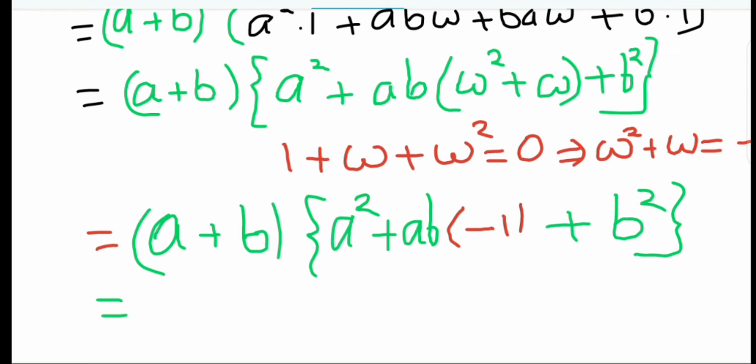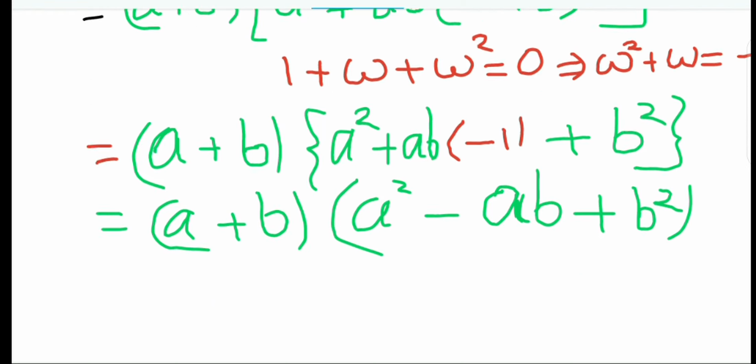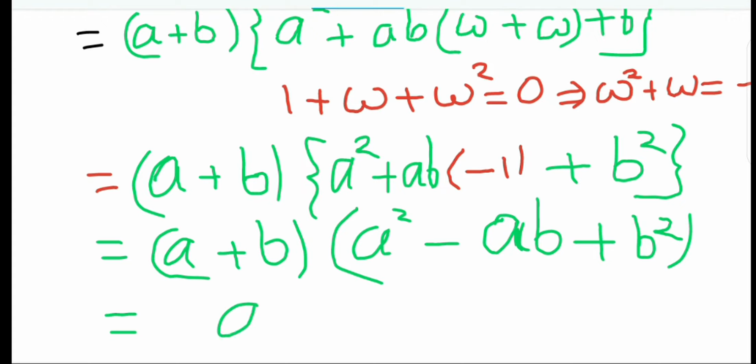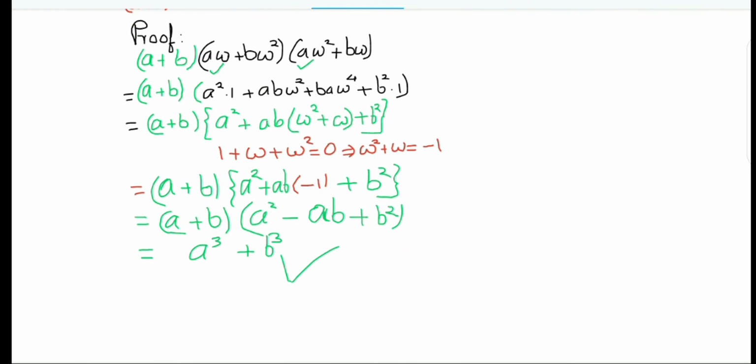So we have this equal to a plus b whole thing into a square minus ab plus b square. Now we have a standard formula. This is equal to a cube plus b cube. A cube plus b cube equal to a plus b whole thing into a square minus ab plus b square. So we have obtained the right hand side from left hand side, and we have proved what we need to prove.